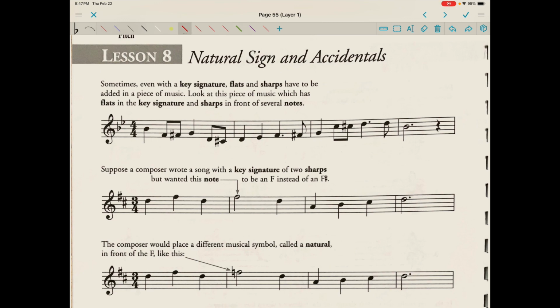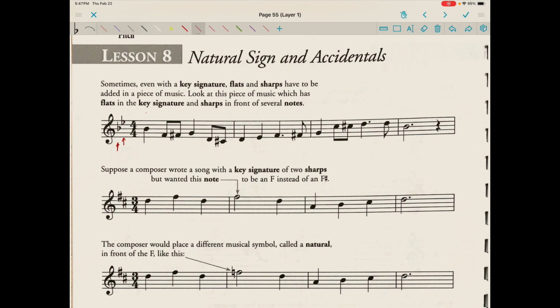Look at this piece of music, which has flats in the key signature and sharps in front of several of the notes. So let's just review what this key signature means first of all. We have a B flat and an E flat in the key signature. Remember, battle ends and down goes Charles's father. So these are the first two flats in that saying. And this key signature applies to all the notes that follow on the staff.